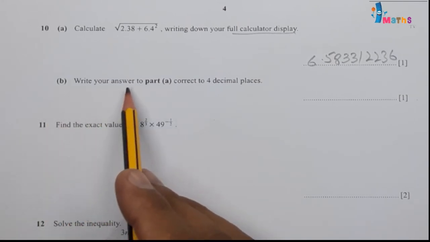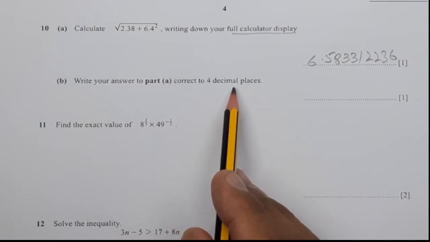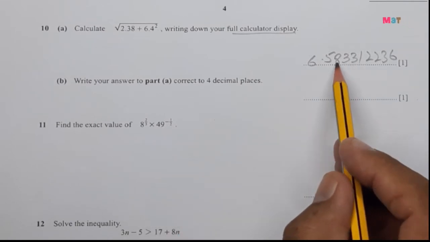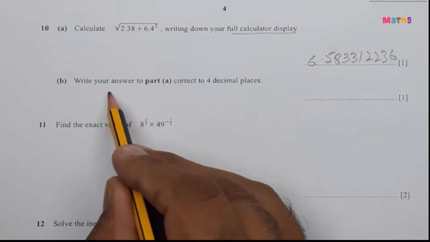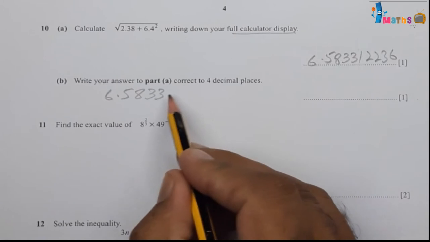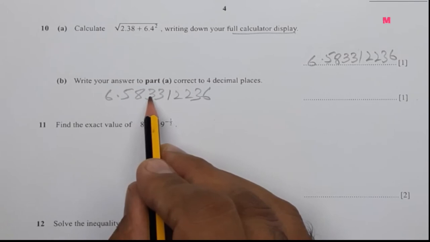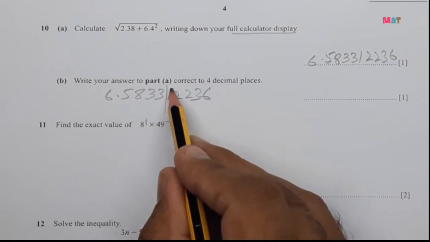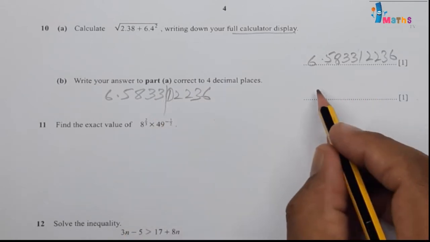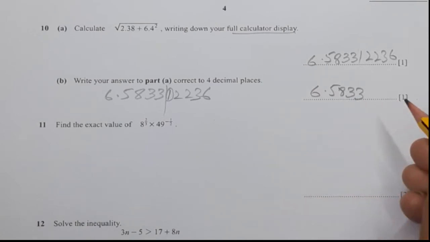B part, write your answer to part A correct to 4 decimal places. 4 decimal places we have to give. So 4 decimal places mean up to this one. So if we write the complete expression answer, we are copying this one. So 4 decimal places will be 1, 2, 3, 4. So we'll have to remove from here. And this number is less than 5. So we'll just remove, we'll not be increasing this number. So it will be 6.5833. This will be our answer.